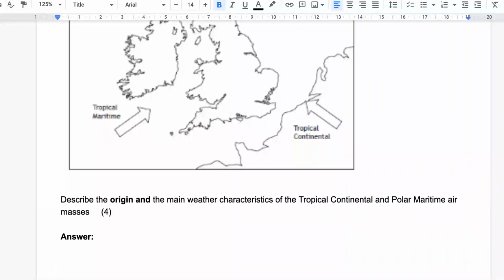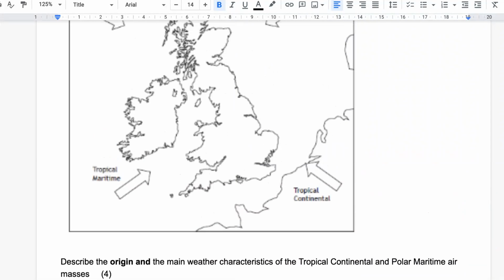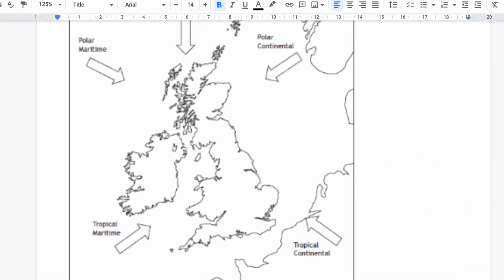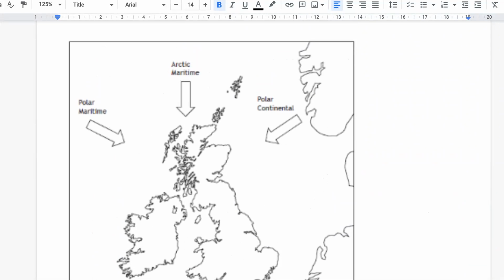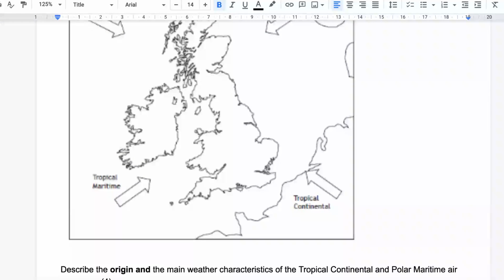And that's it. In order to get the full 4 marks, you need one statement of origin linked to its geographical area and at least one weather characteristic for each of your 2 air masses. It's possible you might get asked the same for the South Atlantic, or the polar continental, which would be Siberia, or the Arctic, which would be the Arctic Ocean. But as you aren't asked about these 3, they shouldn't appear in your answer.